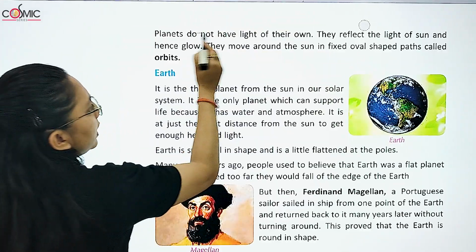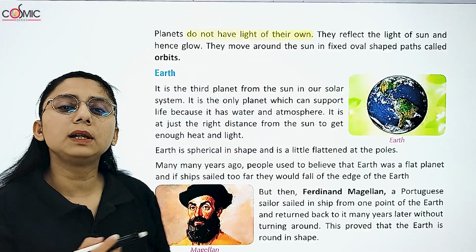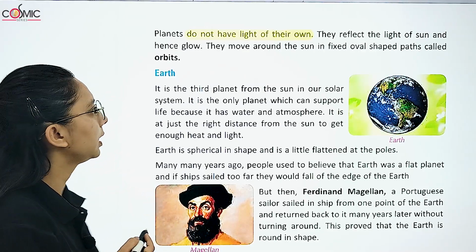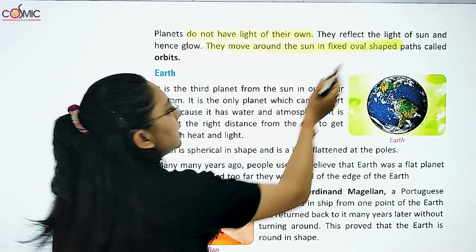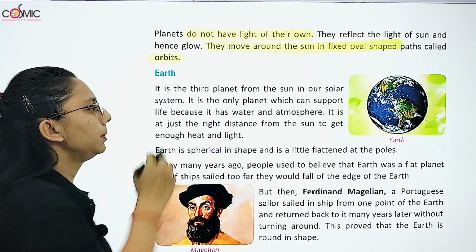Next, planets do not have their own light. देखो planets जो होते हैं उनकी अपनी लाइट नहीं होती, वो sun की लाइट reflect करते हैं and they move around the sun in a fixed oval path, जिसको हम orbit कहते हैं.